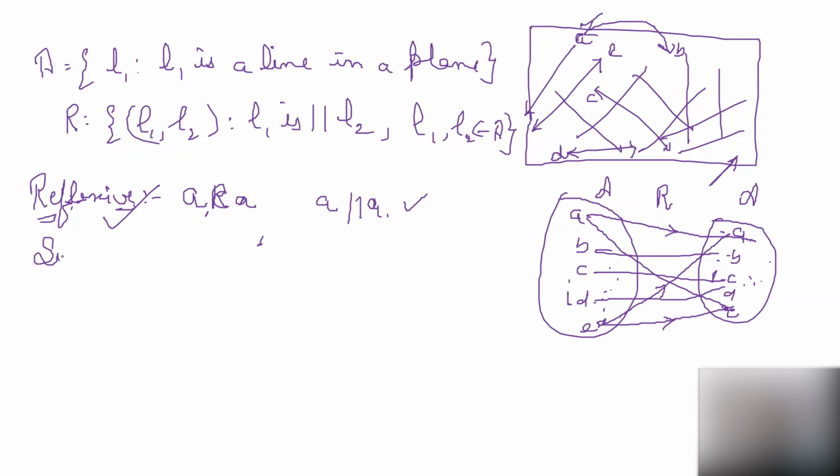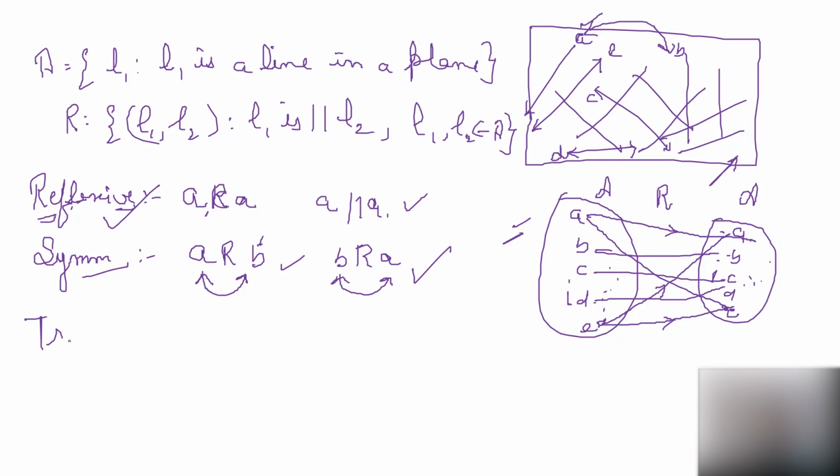Next, we are going to check for symmetry. Is this relation symmetric? It means if A is related to B, then B is related to A also. If A and B are parallel to each other, if A is parallel to B, can we say that B is also parallel to A? Yes. As we can see from the figure also in this ray diagram, A is related to E and E is related to A. Therefore, yes, this relation is symmetric also.